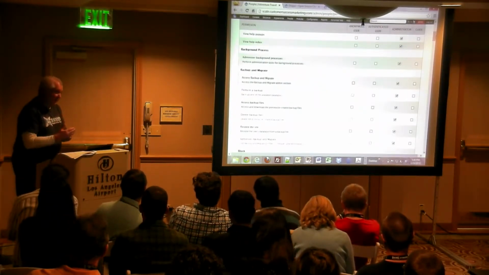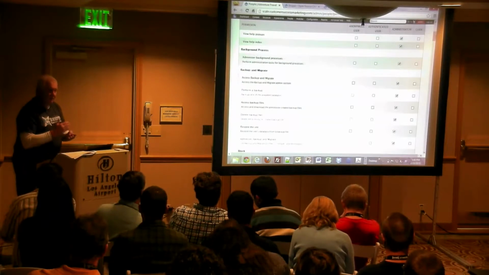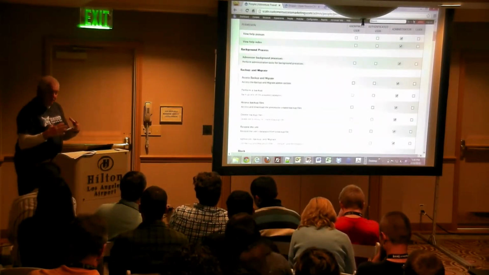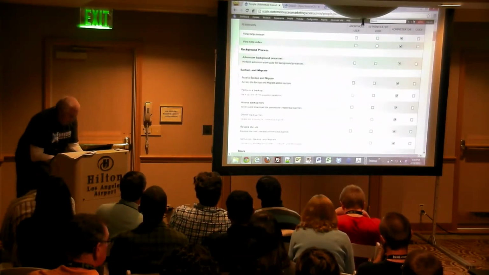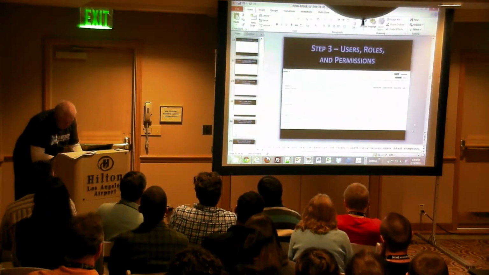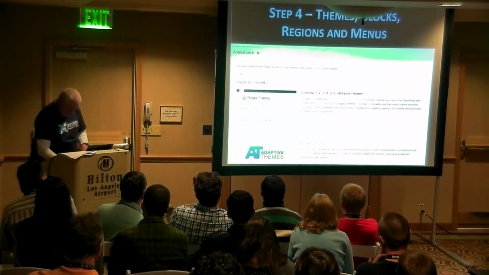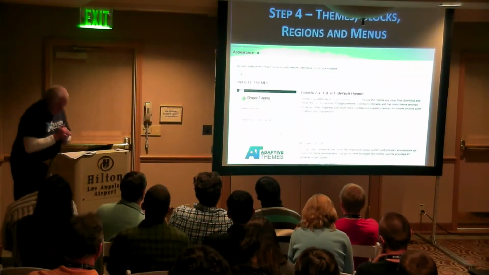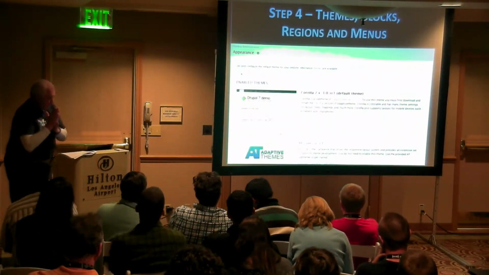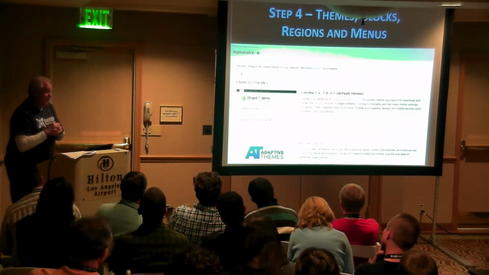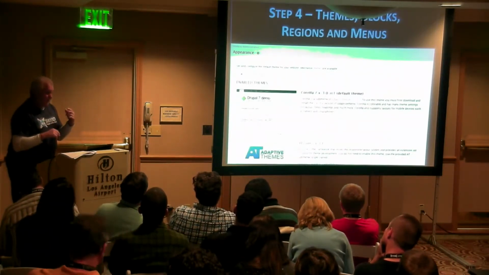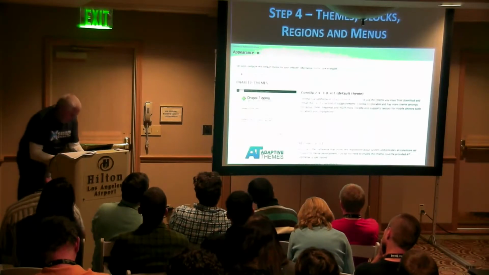So you got to do content types, the fields, taxonomies, and then user roles and permissions. And then you're sort of at a point where you can start to think about building some stuff. And then after that, you can start to think about theming the site, building out the blocks, the regions, and the menus. I'm just going to jump to the live site.